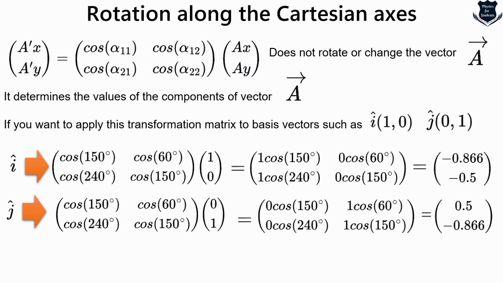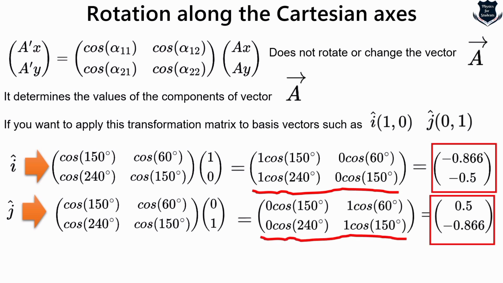Now you see the beauty is that we have just swapped the values from (1, 0) to (0, 1). Here 1 cos 150 degrees and 1 cos 240 degrees just swap to 0 cos 150 degrees and 0 cos 240 degrees, and 0 cos 60 degrees and 0 cos 150 degrees become 1 cos 60 degrees and 1 cos 150 degrees, because we have just multiplied with 0 and 1.